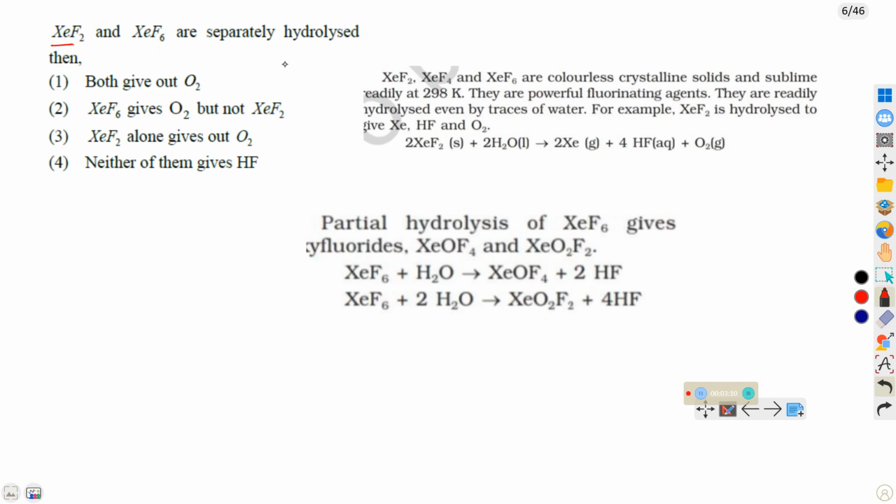XeF2 and XeF6 are separately hydrolyzed. Then XeF2 gives O2, but XeF6 does not give O2. So the third option is correct.